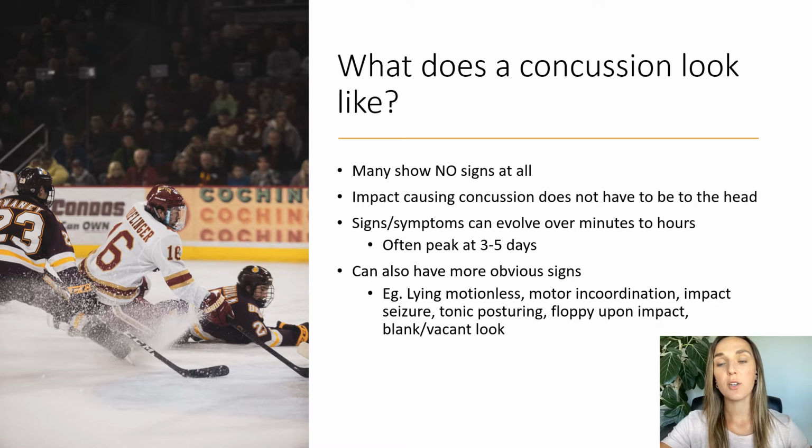So what does a concussion look like when it occurs? Contrary to many people's beliefs, many concussions have no signs at all upon impact, and as previously mentioned, the impact does not necessarily have to be directly to the head. As the energy in the brain continues to deplete, the signs and symptoms can evolve over minutes to hours, and as mentioned, are often at their worst 3 to 5 days following the impact. Some concussions do have more obvious signs upon impact, such as lying motionless, motor incoordination, impact seizures, tonic posturing, which looks like their limbs are going rigid, floppy upon impact, or a blank or vacant stare on their face.